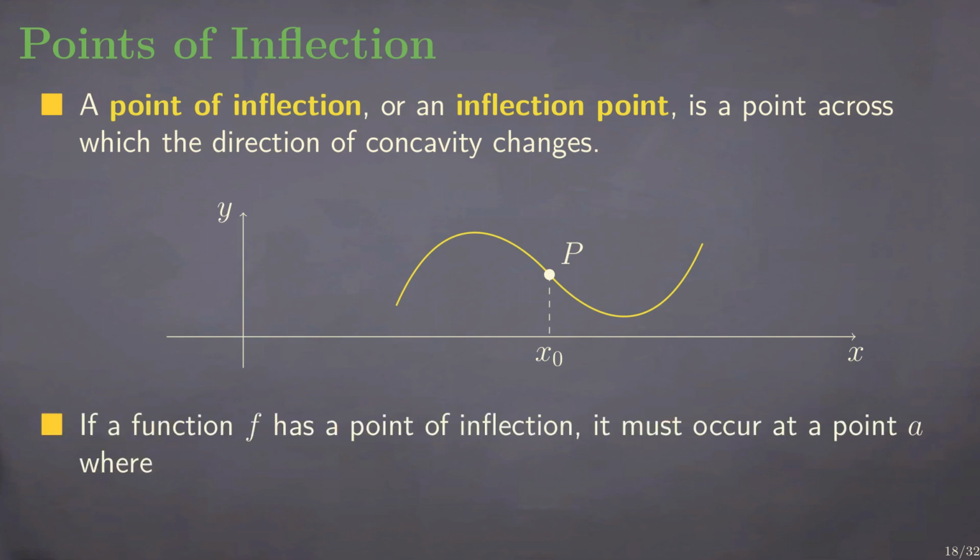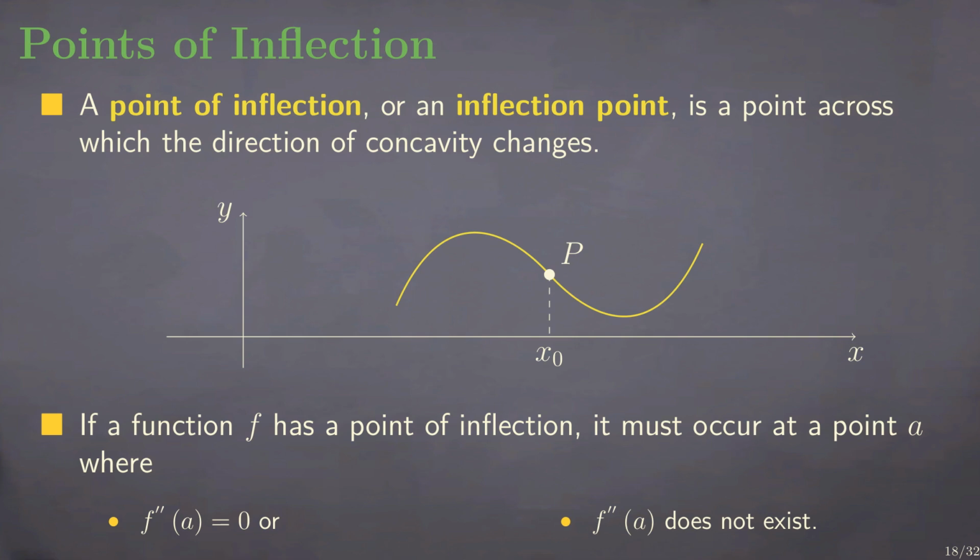And we also know that if a function f has a point of inflection, it must occur at a point x equals a where either the second derivative of f at x equals a is 0, or the second derivative of f at x equals a does not exist.